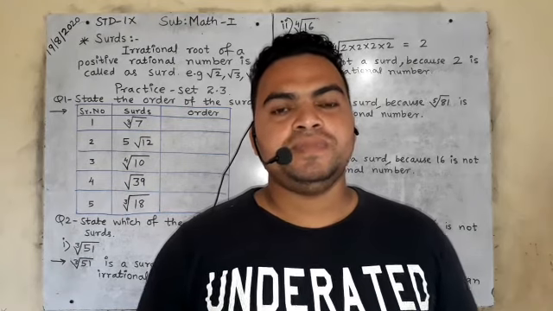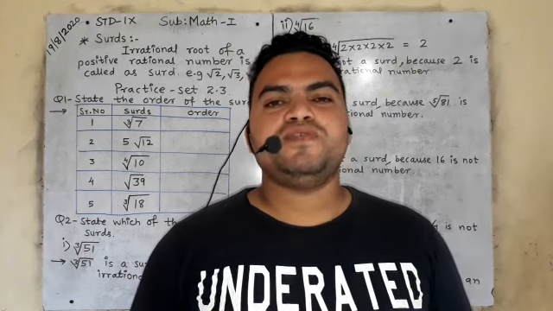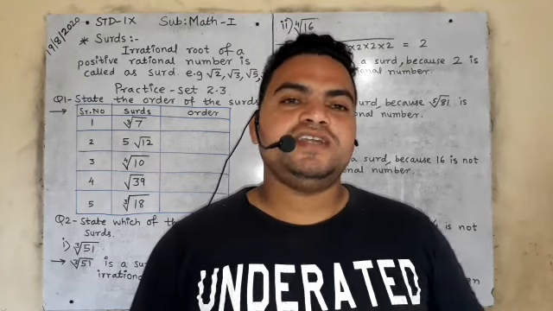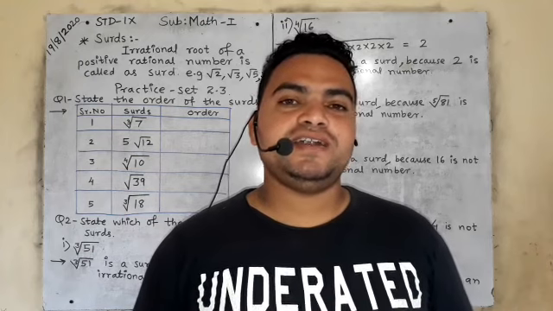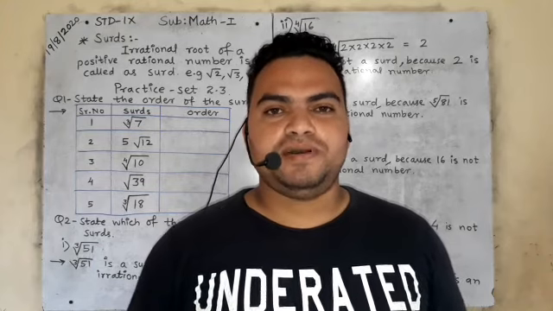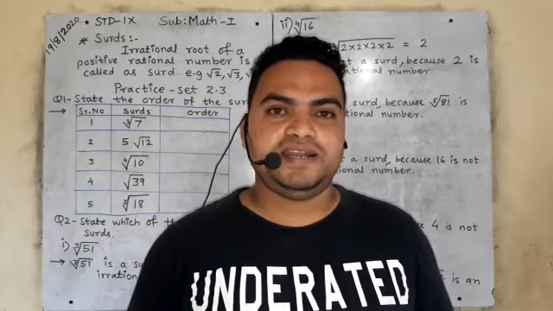Real number. In real number today we will see practice set 2.3. Before starting the practice set 2.3 we will see what is surds. So dear students, in short I will explain you, surd is an irrational root of a positive rational number, whose value will be irrational, which cannot terminate.